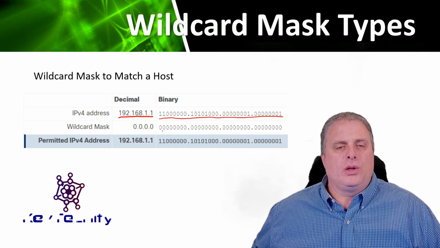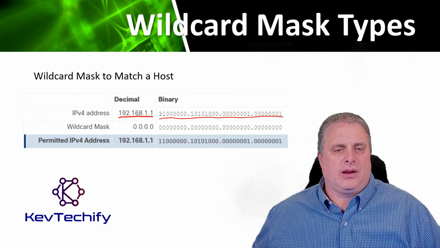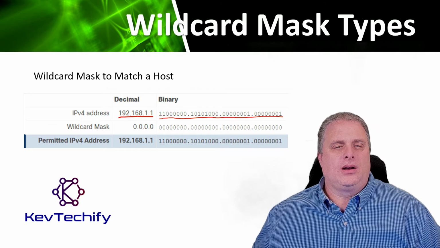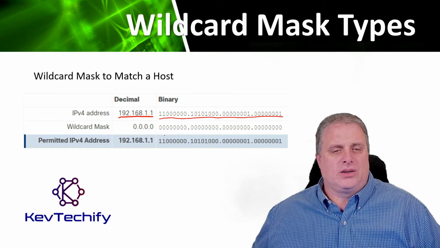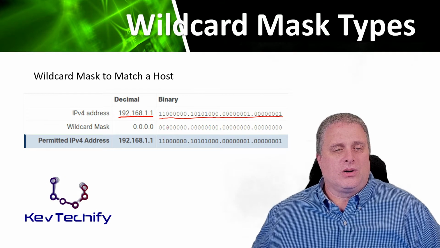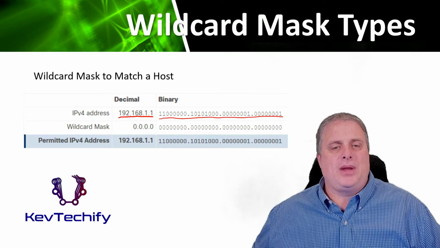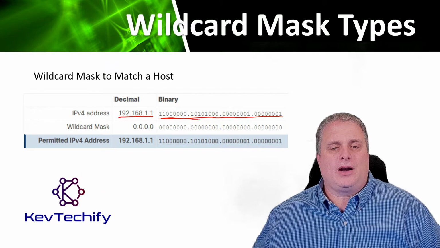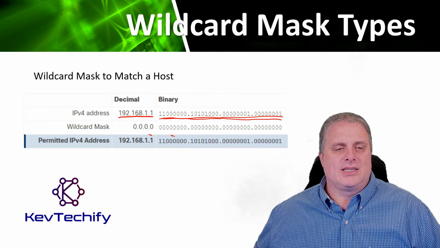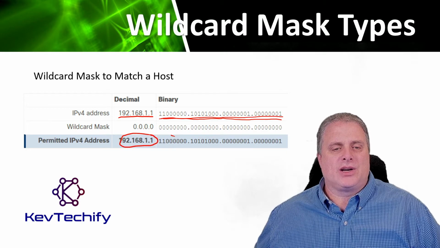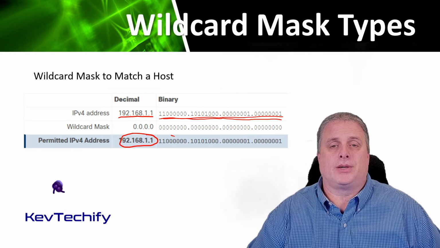So the only permitted address is the one we get when we AND them together. A 1 and a 0 gives you a 1. A 0 and a 0 gives you 0. So we work through there. Basically, it's just a repeat of what we came up with for the binary for the IP version 4 address. Right here, this is the permitted IP address through our wildcard mask when we do our matching.